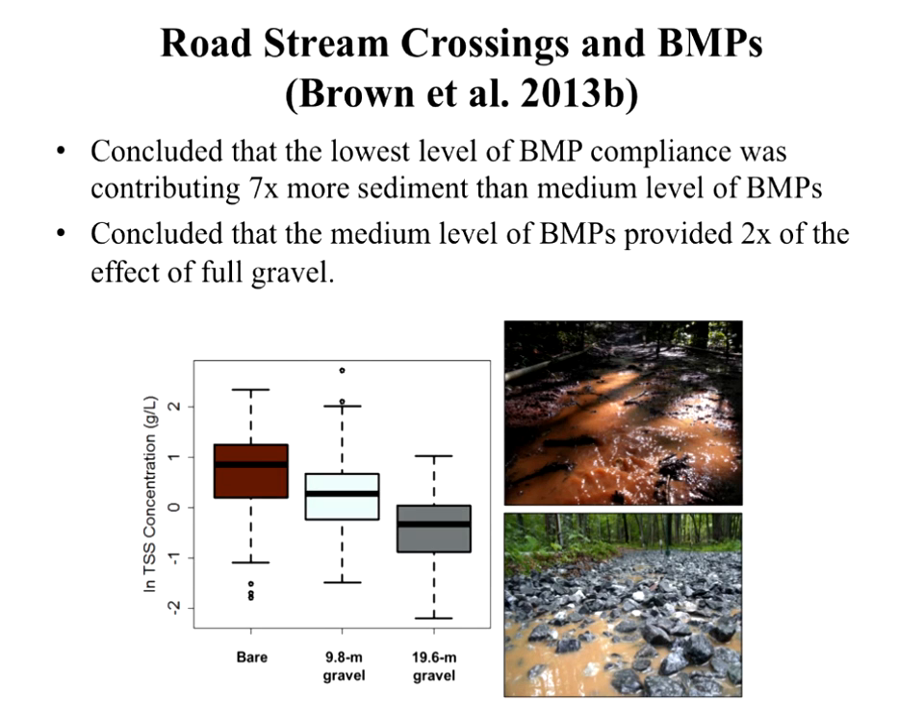Basically, the lowest level of BMP compliance, where you basically had bare soil, contributed 7 times more sediment than graveling half of it. But if you compared graveling the whole thing to graveling half of it, that produced 2 times more sediment. So the biggest bang for your buck there was to gravel half of the approach. 7 times more sediment is a lot of sediment for graveling half the approach.